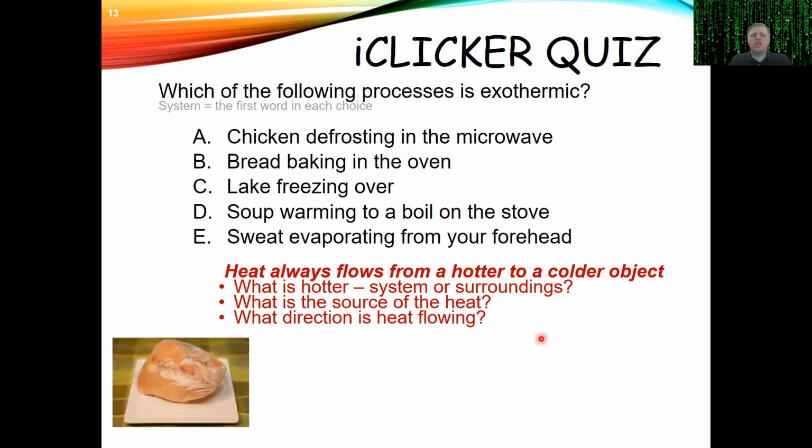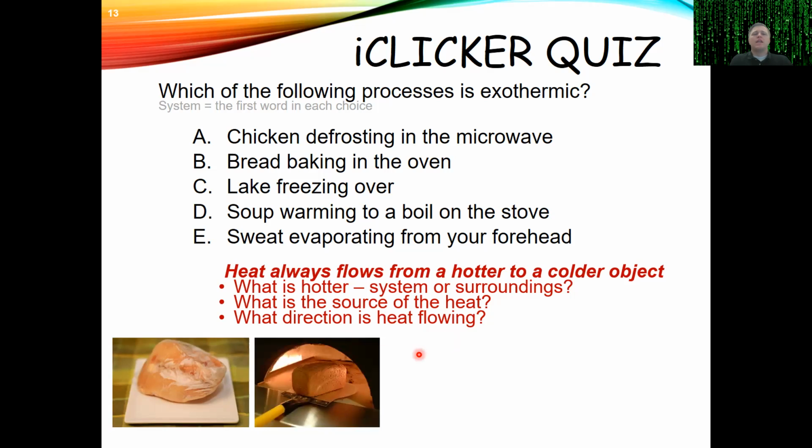So if we look at chicken defrosting in the microwave, the chicken is cold and we're heating it up, right? We're putting energy into it using microwave radiation. That radiation then is causing the chicken to absorb heat. This is an endothermic process because the system is increasing in heat. The same is true if you're baking bread, right? You mix your ingredients and then you put it in the oven. The oven imparts heat into your bread. So your bread is taking in heat during this process. So this is also endothermic.